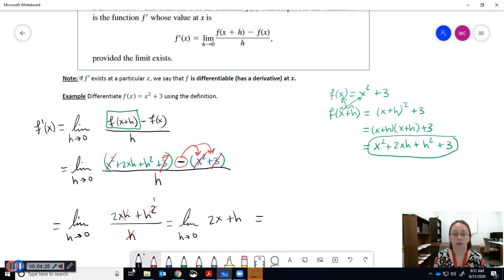Let h go to 0. If h goes to 0, all that survives is the 2x. What is this? What did we just find here? This is the derivative of the function f at any point x.